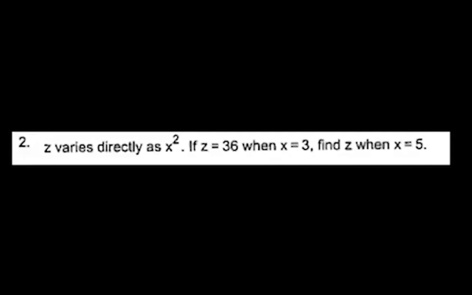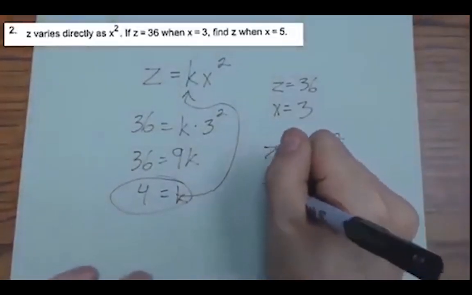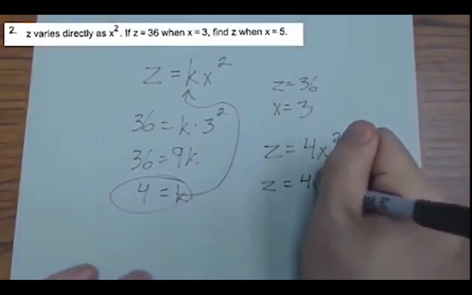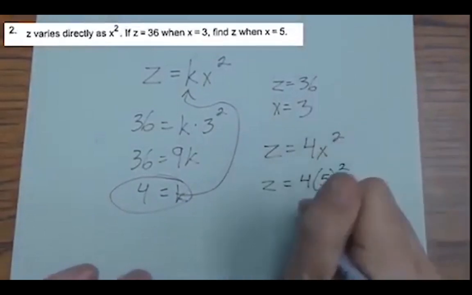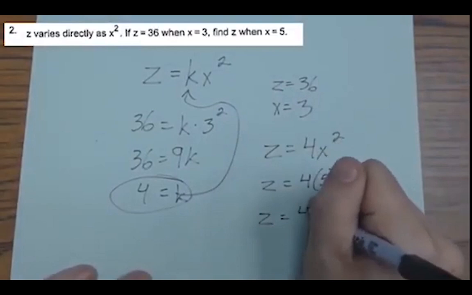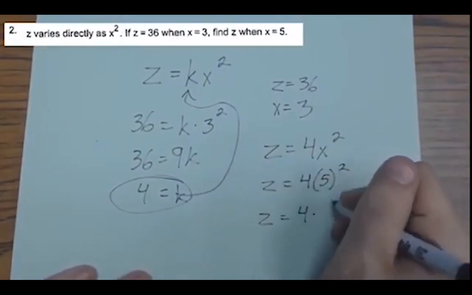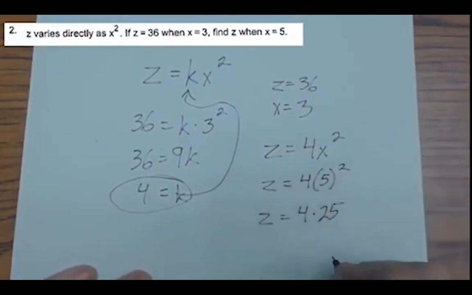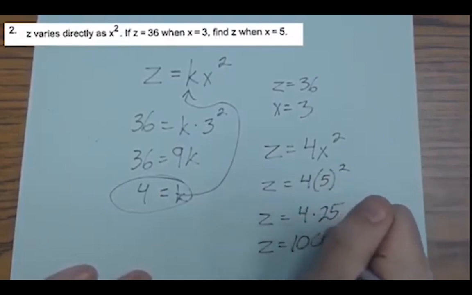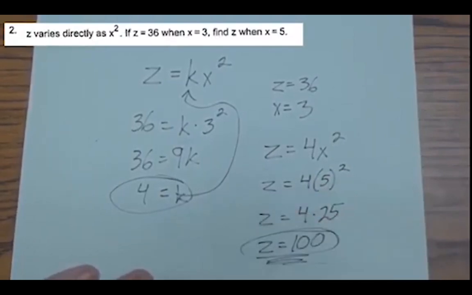The final part of this number 2 says, find z when x equals 5. Find z when x equals 5. So 5 squared is 25, order of operations. We get z equals 100.